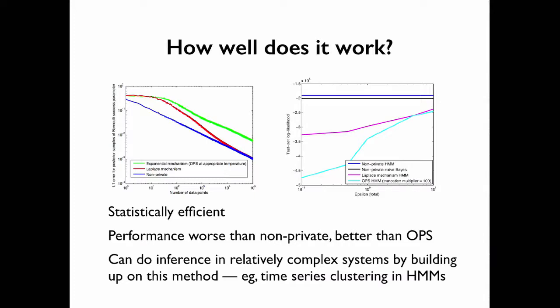And how about on real data? Well, what we find is that the performance is, of course, worse than non-private. This is something we can expect, but it's a little bit better than OPS. And since it works quite well, we could use this to do inference in relatively complex systems, building on this method. For example, the figure I am showing is for time series clustering in hidden Markov models, using repeated applications of this method.